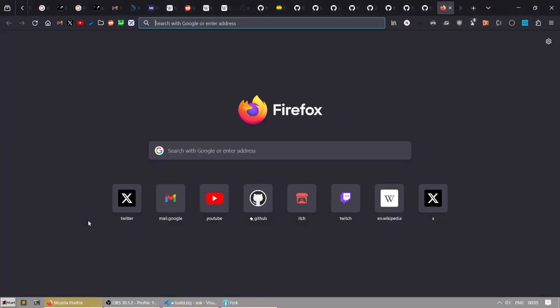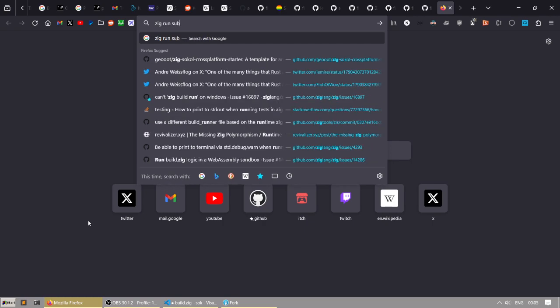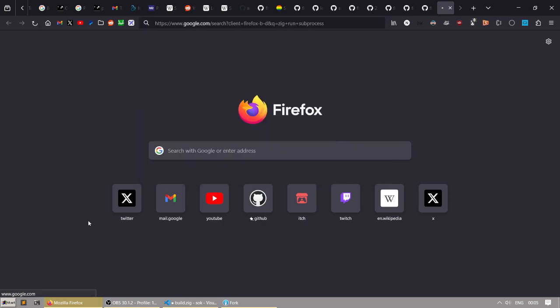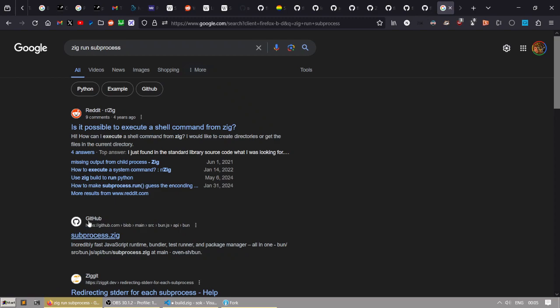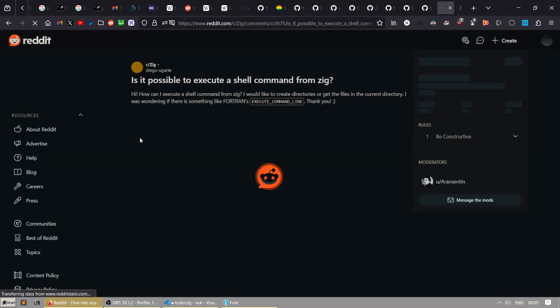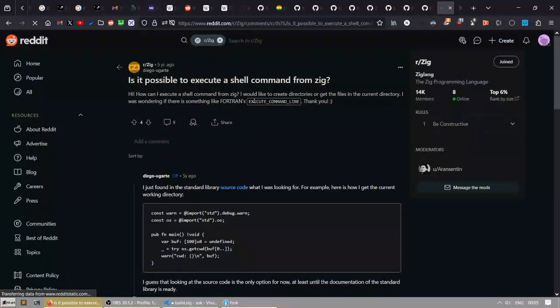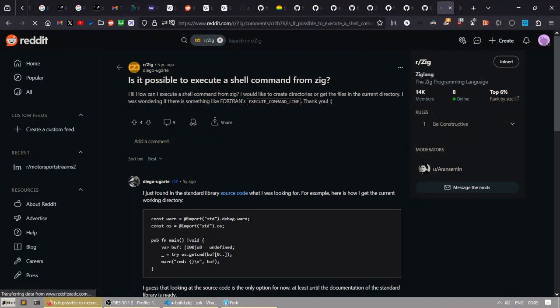Okay, let's actually try to do this. Zig run sub process. How do I do that? Is it possible to execute a shell command from Zig? It must be possible. I mean, that's one of the most basic things. Something like Fortran's execute command line. Oh my god.